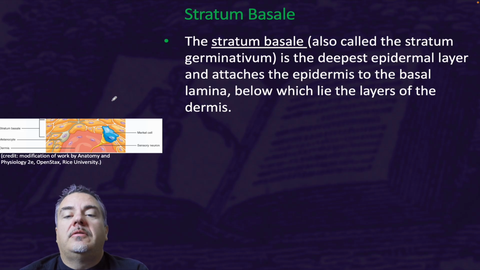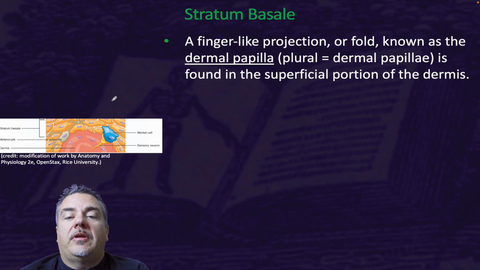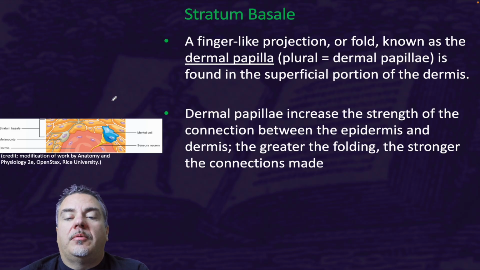The stratum basale is the deepest epidermal layer and attaches the epidermis to the basal lamina, below which lie the layers of the dermis. The cells in the stratum basale bond to the dermis via intertwining collagen fibers, referred to as a basement membrane. A finger-like projection or fold, known as the dermal papilla, is found in the superficial portion of the dermis. Dermal papilla increases strength of the connection between epidermis and dermis. The greater the folding, the stronger the connections made.